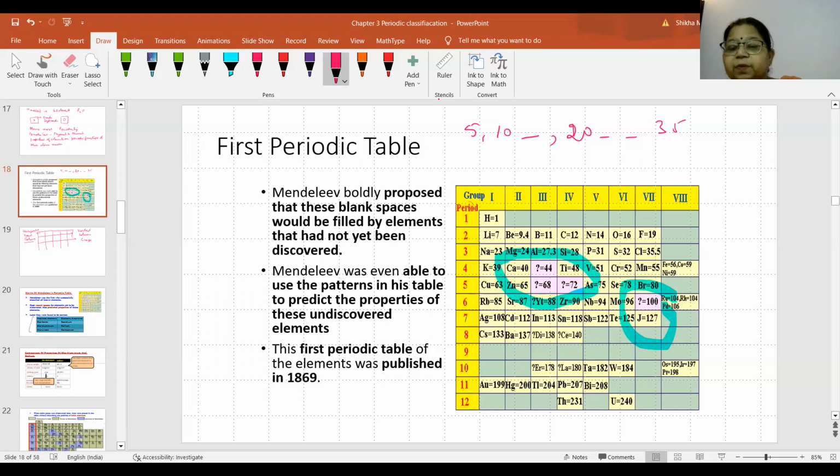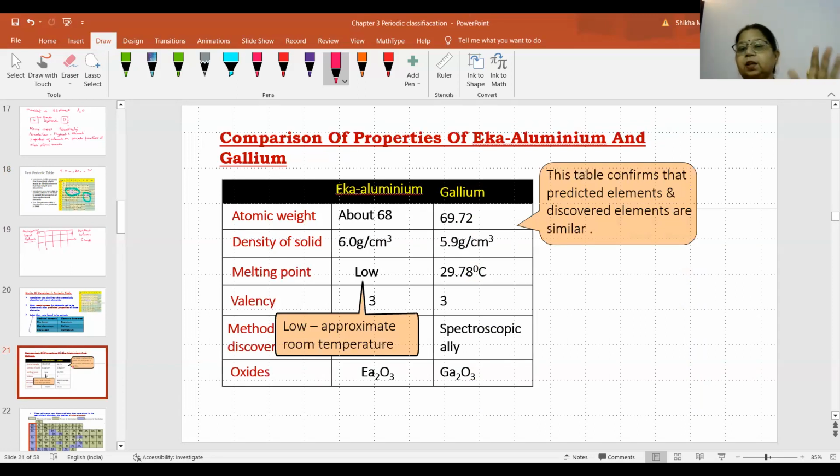So since he placed boron and aluminium above 44, it can be predicted that this element's properties should be similar to those of boron and aluminium. Later on, this is just a comparison. You need not remember this table. You just have to understand what he did and how correct he was.